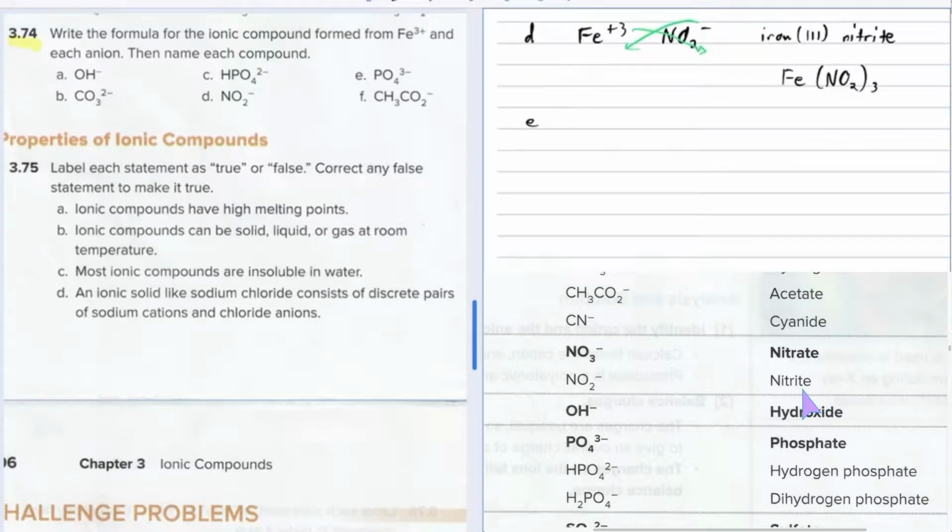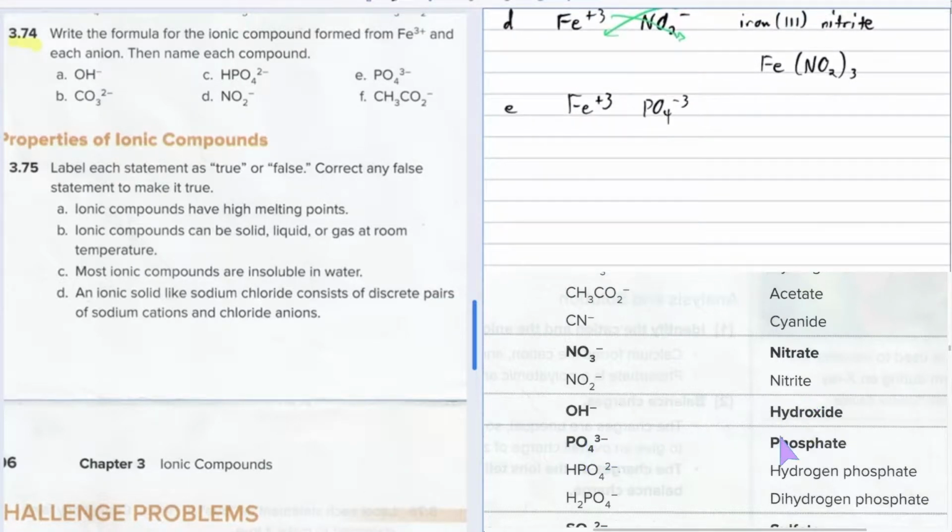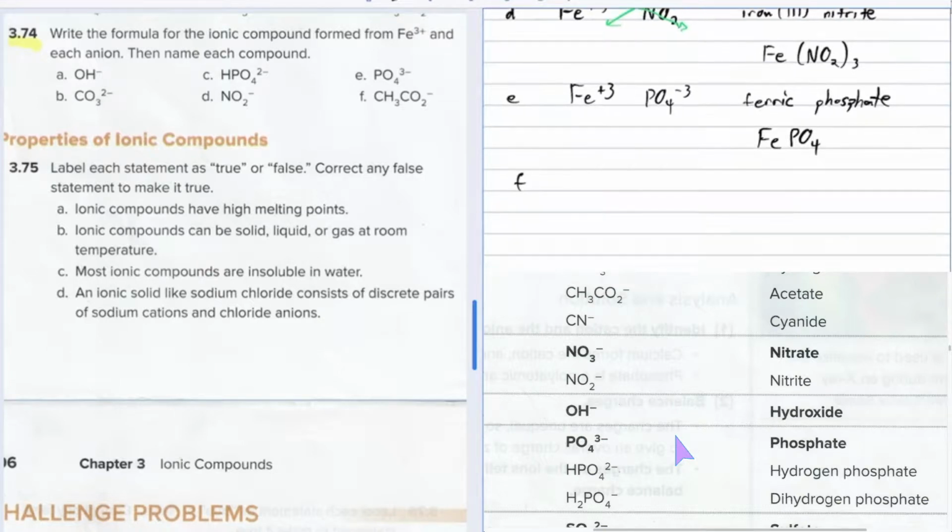Okay, E is phosphate. So PO4 minus 3, and you got the Fe plus 3. So that's phosphate. Here it is, right there. Phosphate's a pretty common polyatomic ion, so we'll call this ferric phosphate. And then the charge is already balanced, so let's just bring them together. FePO4, pretty simple.